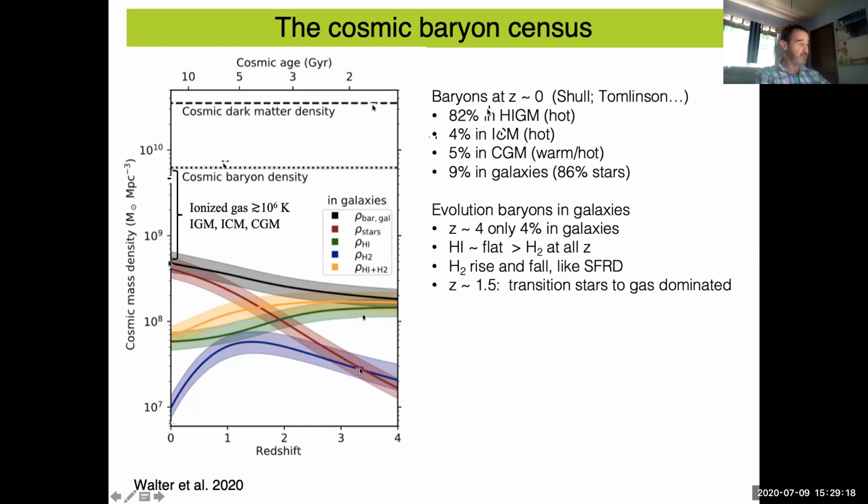As you move out in redshift, what happens? Well, the amount of matter in the universe in galaxies itself goes down by more than a factor of 2 by redshift 4. H1, again, is relatively flat, a slow decline with time. H2 has the rise and fall. And you get this nice transition between stellar-dominated versus gas-dominated galaxies at about a redshift of 1.5.